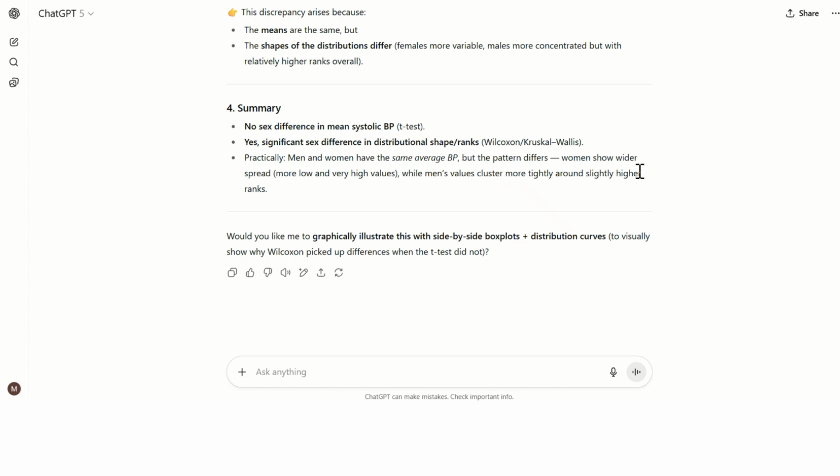Women show wider spread, with more low and high values, while men have values clustered more tightly around a slightly higher rank. So we can ask ChatGPT what the final interpretation is. Okay, so what is the final interpretation? Is there a statistically significant difference between males and females or not? Tell me both by parametric and non-parametric test.